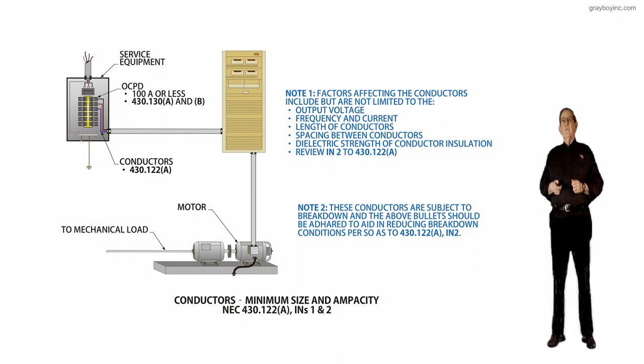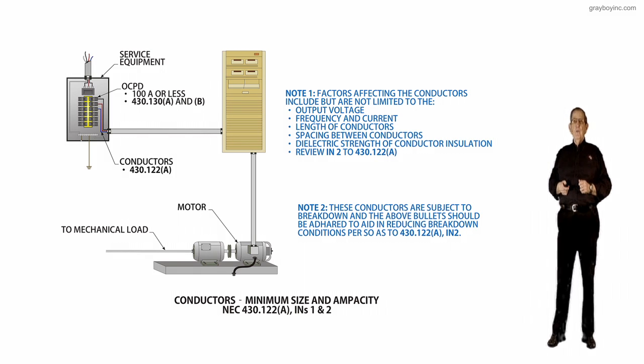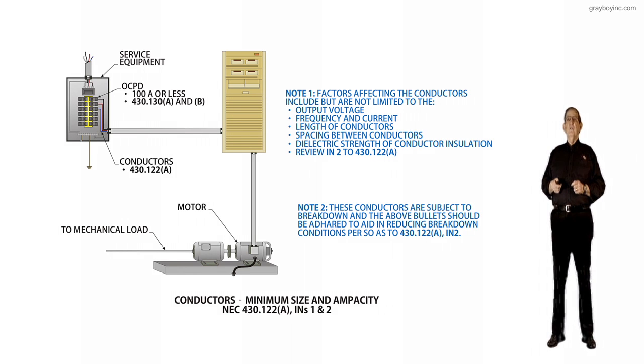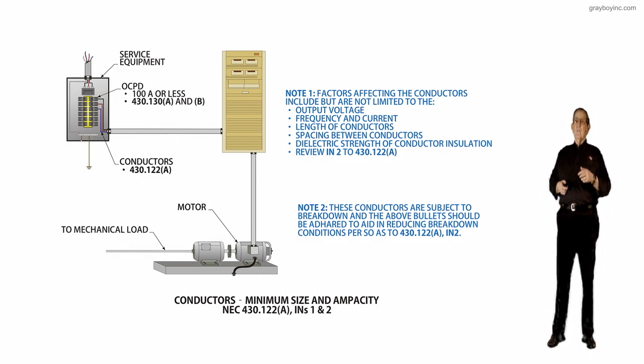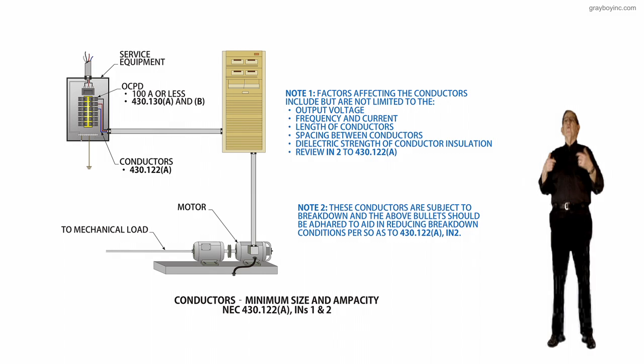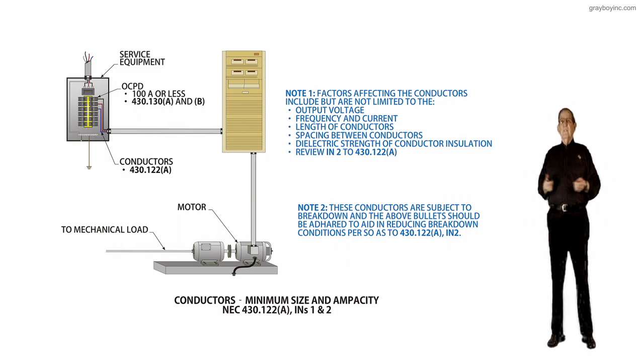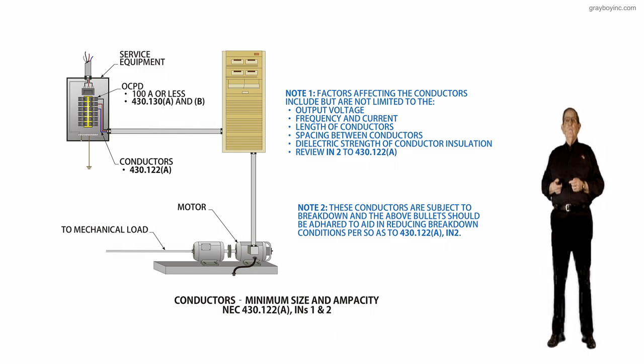And then, of course, we will next review the informational notes, and Note 1 deals with factors. Factors affecting the conductors include, but are not limited to, the output voltage of the drive, frequency and current of the drive, the length of the conductors from the drive to the motor, the spacing between the conductors, the dielectric strength of conductor insulation, and then the final bullet states: review Informational Note 2 to 430.122(A).